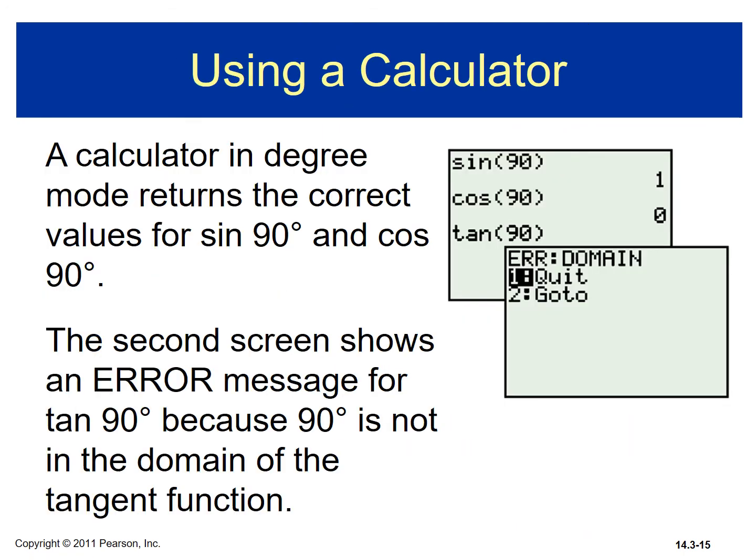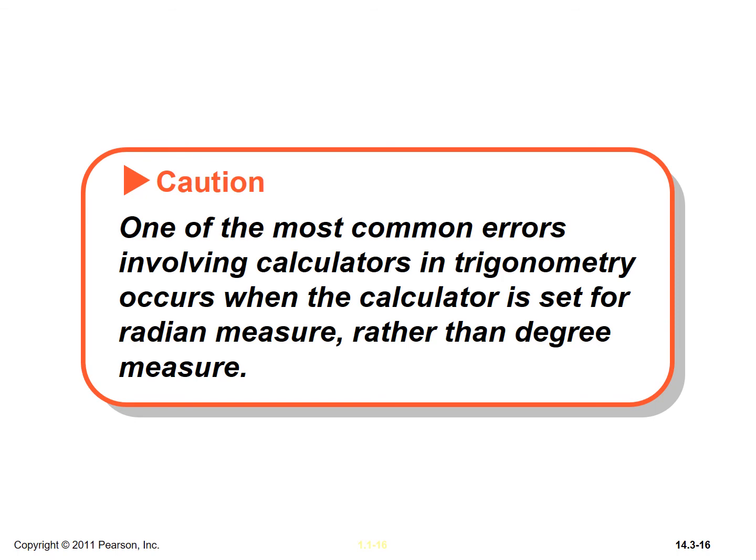All right, so using a calculator in degree mode returns the correct values for sine of 90 and cosine of 90, but the second screen shows an error message for tangent of 90 degrees because 90 degrees is not in the domain of the tangent function. So make sure you don't make errors. Make sure your calculators are not in radians. They need to be in degrees. That's one of the most common mistakes that cause bad answers on tests. So make sure that you are in degree mode. All right, so this was just a little introduction to trig functions.